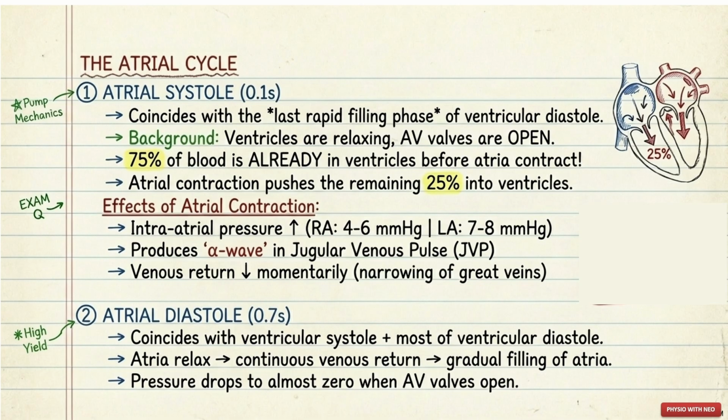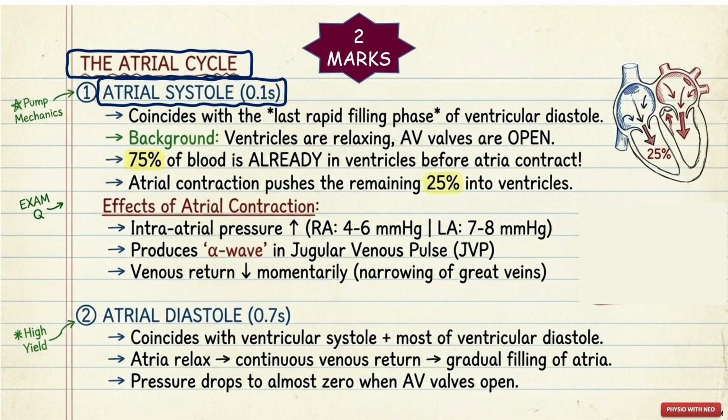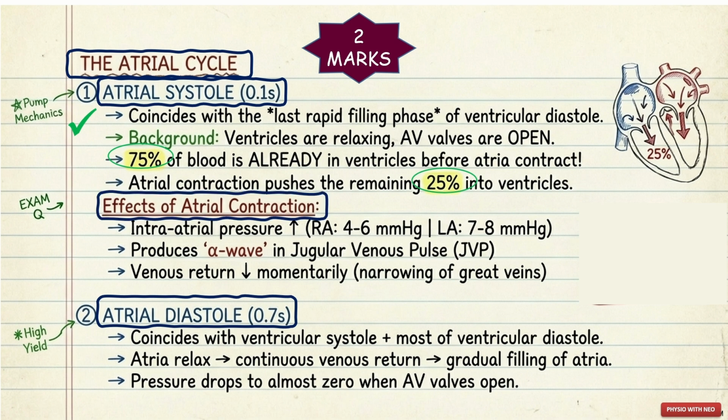So after this, the main part of the answer starts because it carries 2 marks. Let's write it. It consists of atrial systole, which is about 0.1 second. It coincides with the last rapid filling phase, and the second one is the atrial diastole. Before the atria contract, 75% of the blood is already coming into the ventricles because of gravity. This atrial systole gives about 25% of the blood into the ventricles. What is the effect of this atrial systole? First effect, it increases intra-atrial pressure. Right side 4 to 6 mm of mercury, whereas left side 7 to 8 mm of mercury, and it also produces the A wave in the jugular venous pulse.